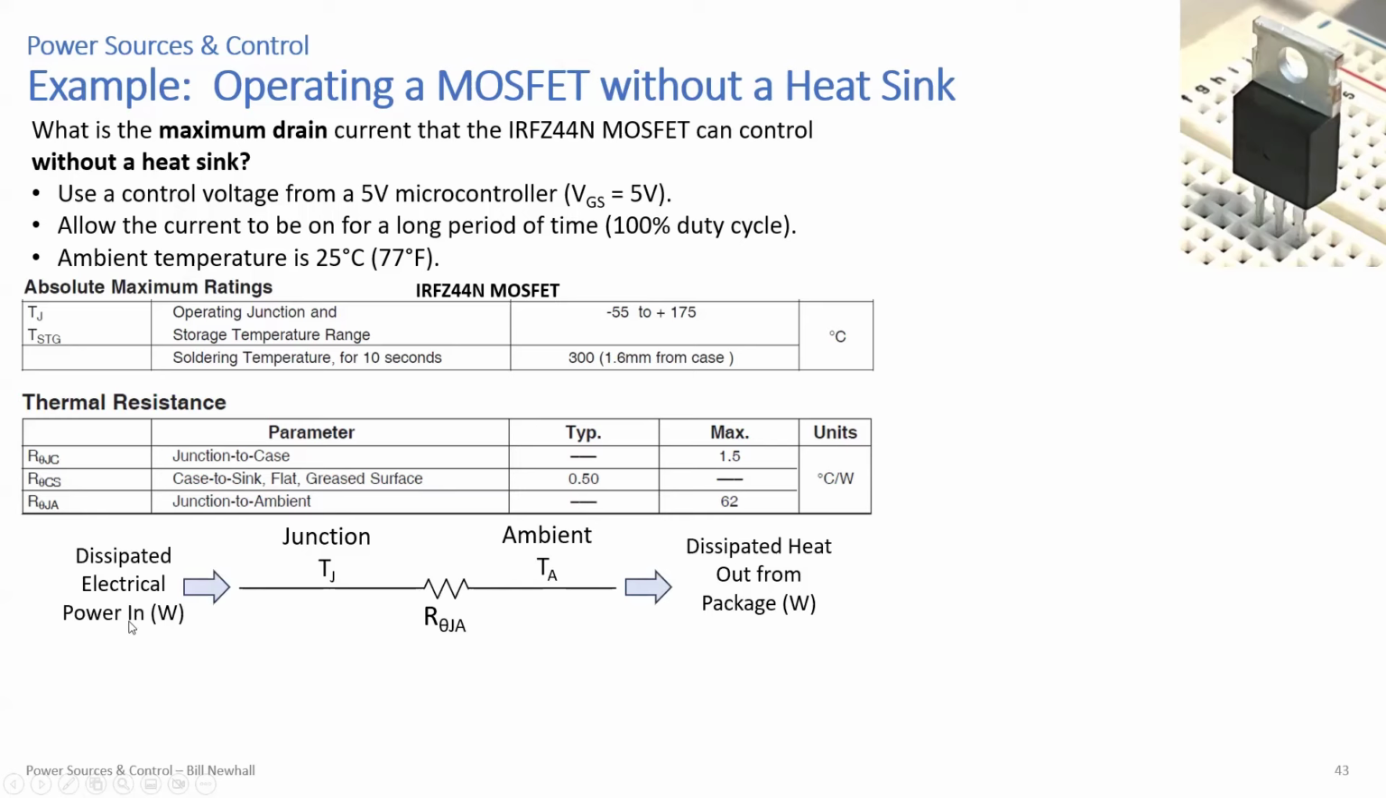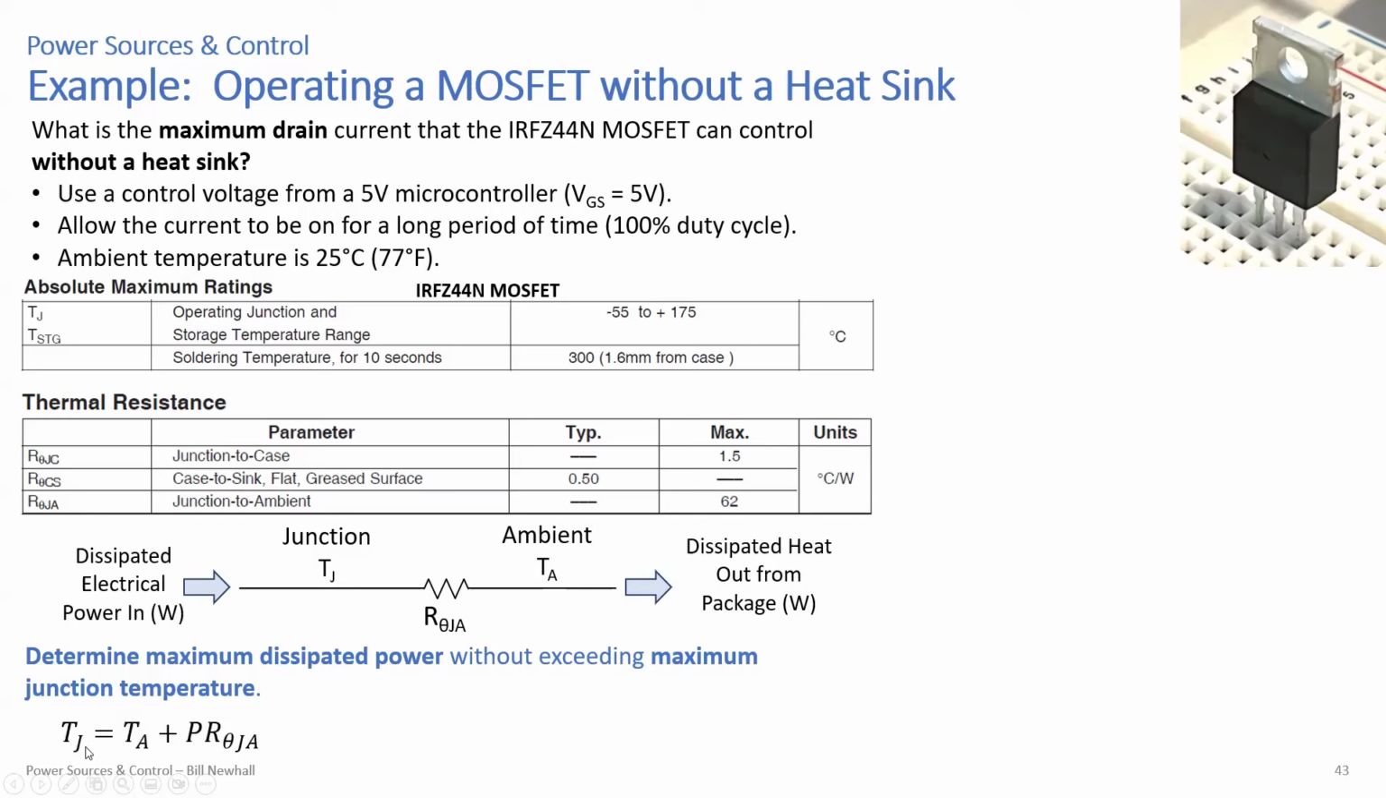So we're looking at this case. We have this dissipated electrical power, heat through a thermal resistance. There's nothing connected to this case, so we care about the junction to ambient. So here's TJ, junction temperature. Here's TA, ambient temperature. And then that heat goes out into the environment. So let's determine the maximum dissipated power without exceeding the maximum junction temperature.